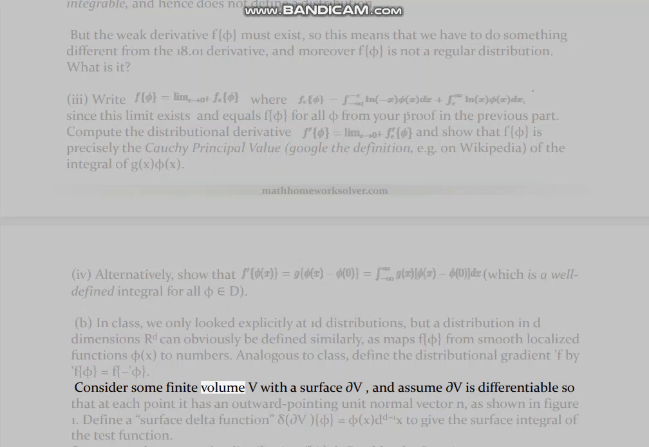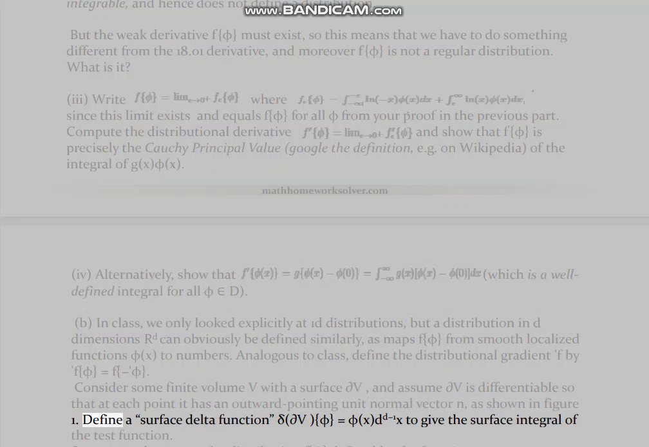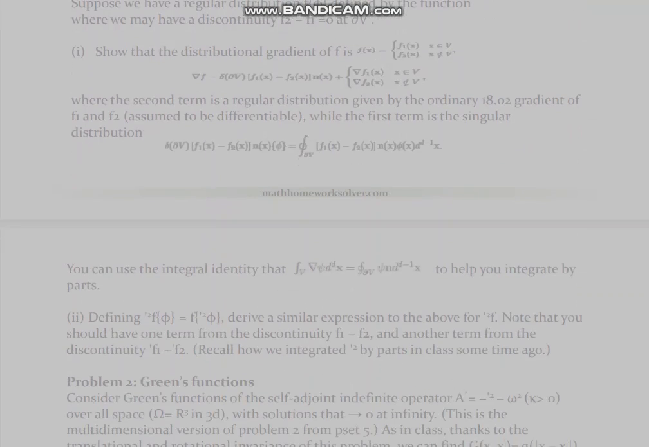Consider some finite volume V with a surface ∂V, and assume ∂V is differentiable so that at each point it has an outward-pointing unit normal vector n, as shown in Figure 1. Define a surface delta function δ_∂V[φ] equal to the integral of φ(x) dS over ∂V to give the surface integral of the test function. Suppose we have a regular distribution f[φ], defined by the function where we may have a discontinuity f2 minus f1 not equal to 0 at ∂V.